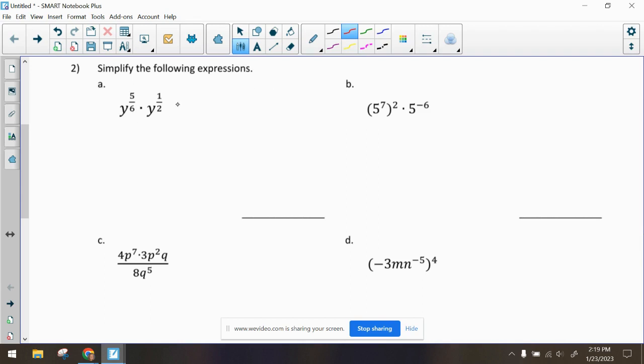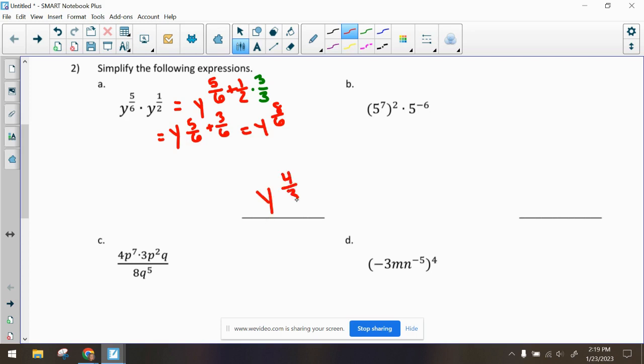Part A, we are looking at product rule, so that means we need to add the exponents together. The tricky part for this one is that we need to find a common denominator between those two fractions. So the common denominator will be 6. So this one is good to go. That means I have to determine what do I need to multiply each of these fractions by to give me 6, or this one specifically. So I'm going to multiply it by 3 over 3. So what I'm going to add is y to the 5/6 plus 3/6, which gives me y to the 8 over 6. Now be careful with this one because 8 over 6 can be reduced further to give us our answer of y to the 4/3.